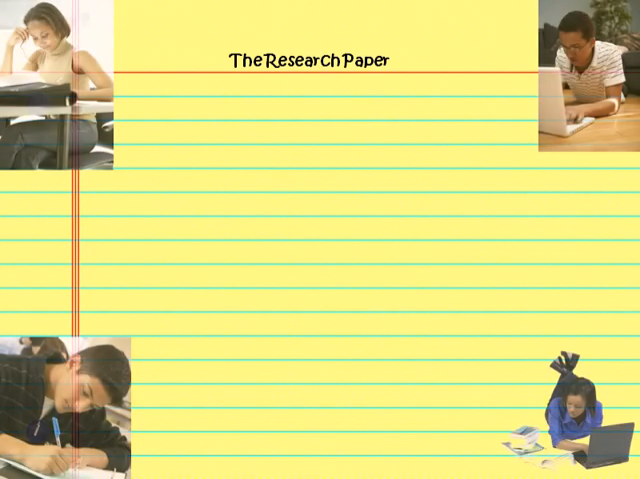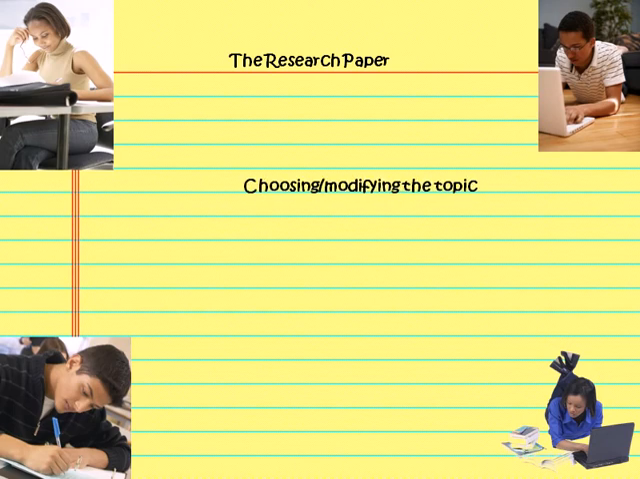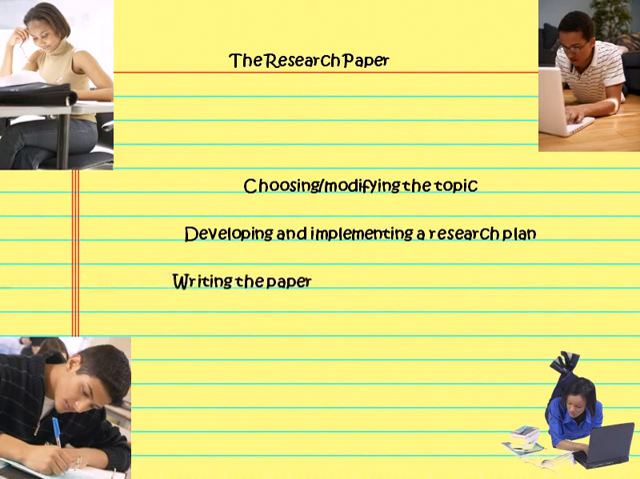A time-honored rite of passage for all college students is the completion of research papers. Whether a 3 to 5, 8 to 10, or 10 to 15 page paper, the process is typically the same. It includes choosing or modifying the topic, developing and implementing a research plan, and then, of course, writing the paper.